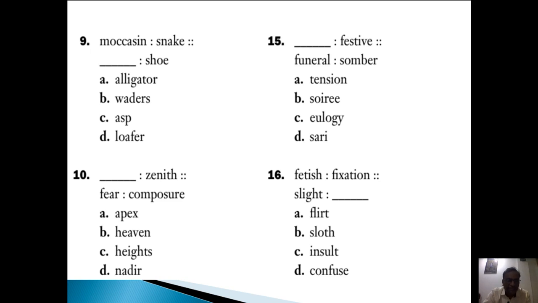Number 10. What equal to zenith? As fear equal to composure. And the answer would be nadir, N-A-D-I-R. Nadir is the opposite of zenith, and fear is the opposite of composure. So the answer would be option number D, nadir.